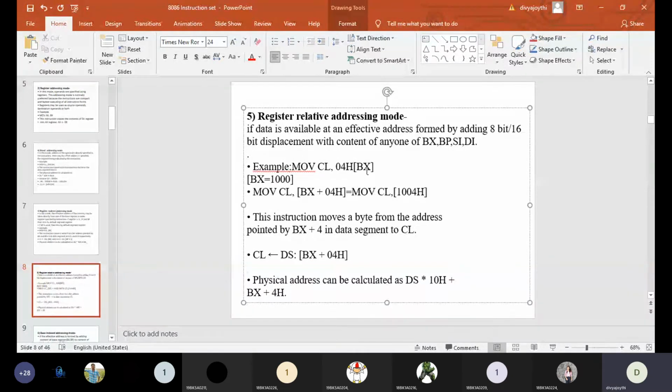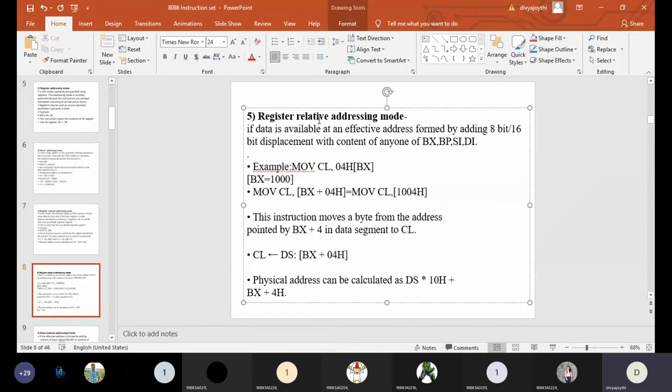What is the processor doing? The processor is adding the data that is present in BX to the displacement. When it adds the data present in BX to this displacement, it gives one value. That value is nothing but 1004H. So here 1004H is not the data. As it is within the braces, it represents the location of the data. So the processor will move on to this 1004 location, and whatever data is present in that location will be transferred to the destination register CL. So this is how register relative addressing mode will work.